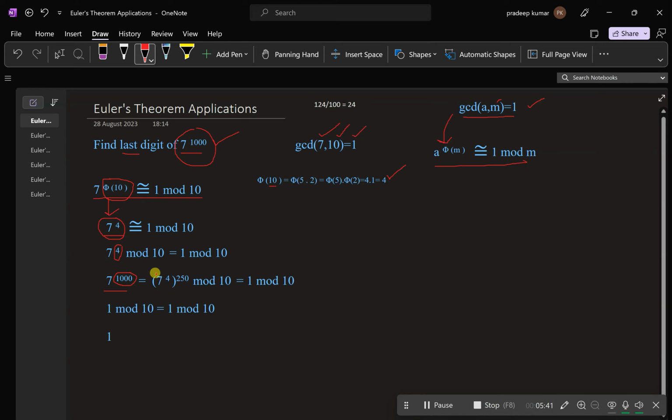See now, please listen here. I already know what is 7 to the power of 4 mod 10. So that is 1, isn't it? See, 1 to the power of 250 is again 1, isn't it? So we got the answer as 1.